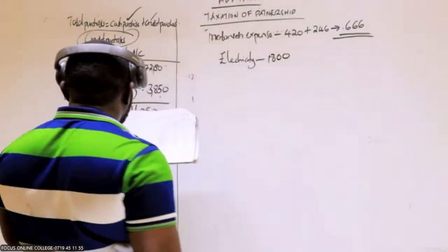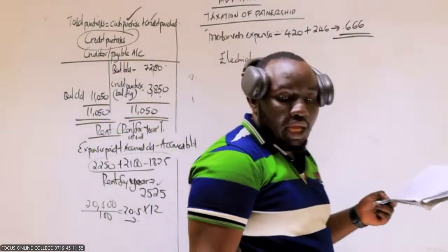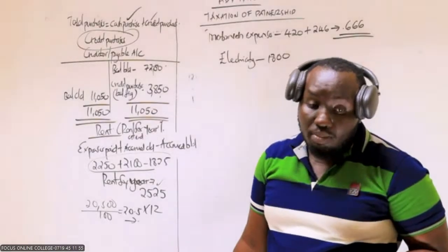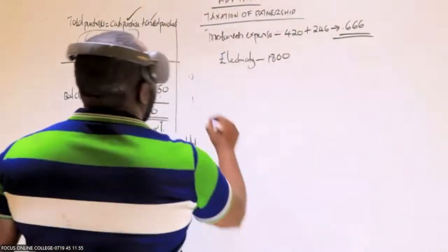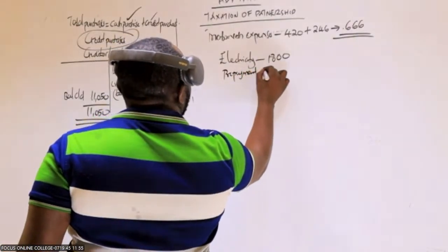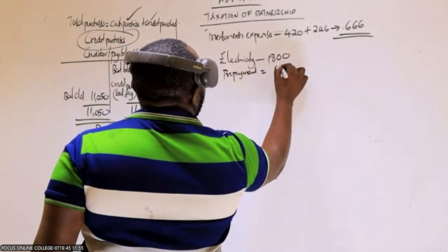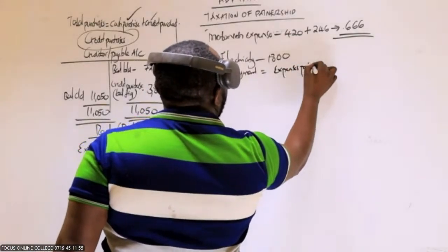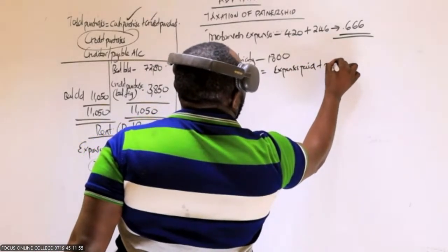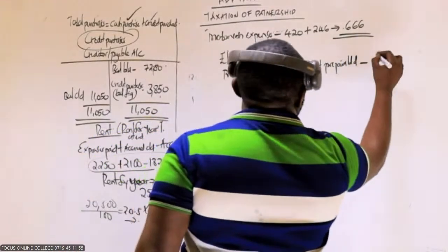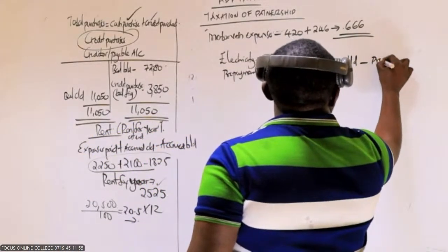What do we have for electricity? Is it prepayment or accrual? Prepayment. How do I adjust prepayment? If I have prepayment, we basically say expenses paid plus prepaid brought down, minus prepaid carried down.